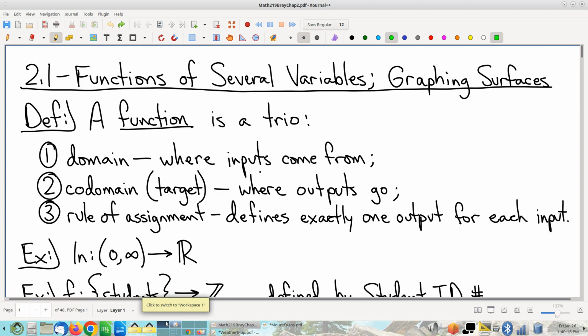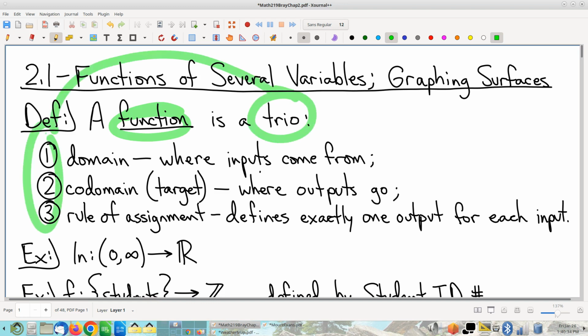Last time we were talking about functions of several variables, and we just barely got started on this. Let me remind you of the big point to start off with, which is what a function is. Very commonly misunderstood. A lot of people think a function's a formula. No, it's not. It is absolutely not. It is a trio, a list of three things. All three of these are part of what defines a function.